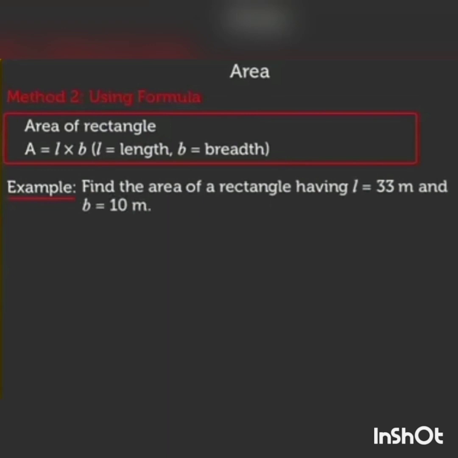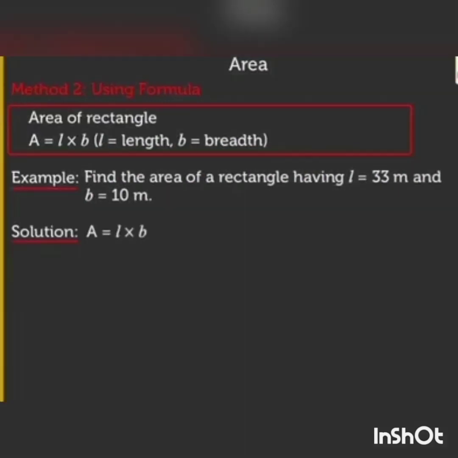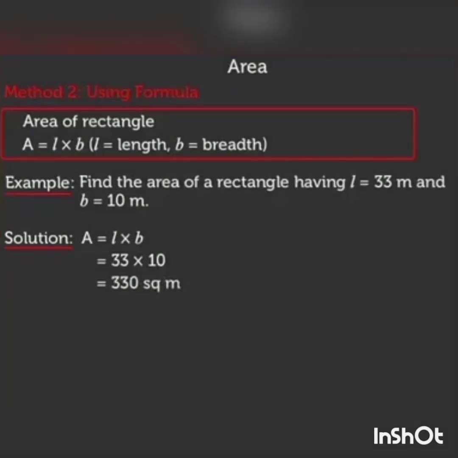Now let's solve one more example to understand in a better way. Find the area of a rectangle having length equal to 33 meters and breadth equal to 10 meters. Therefore, the answer: area equal to length into breadth, which is equal to 33 into 10, which is equal to 330 square meters.